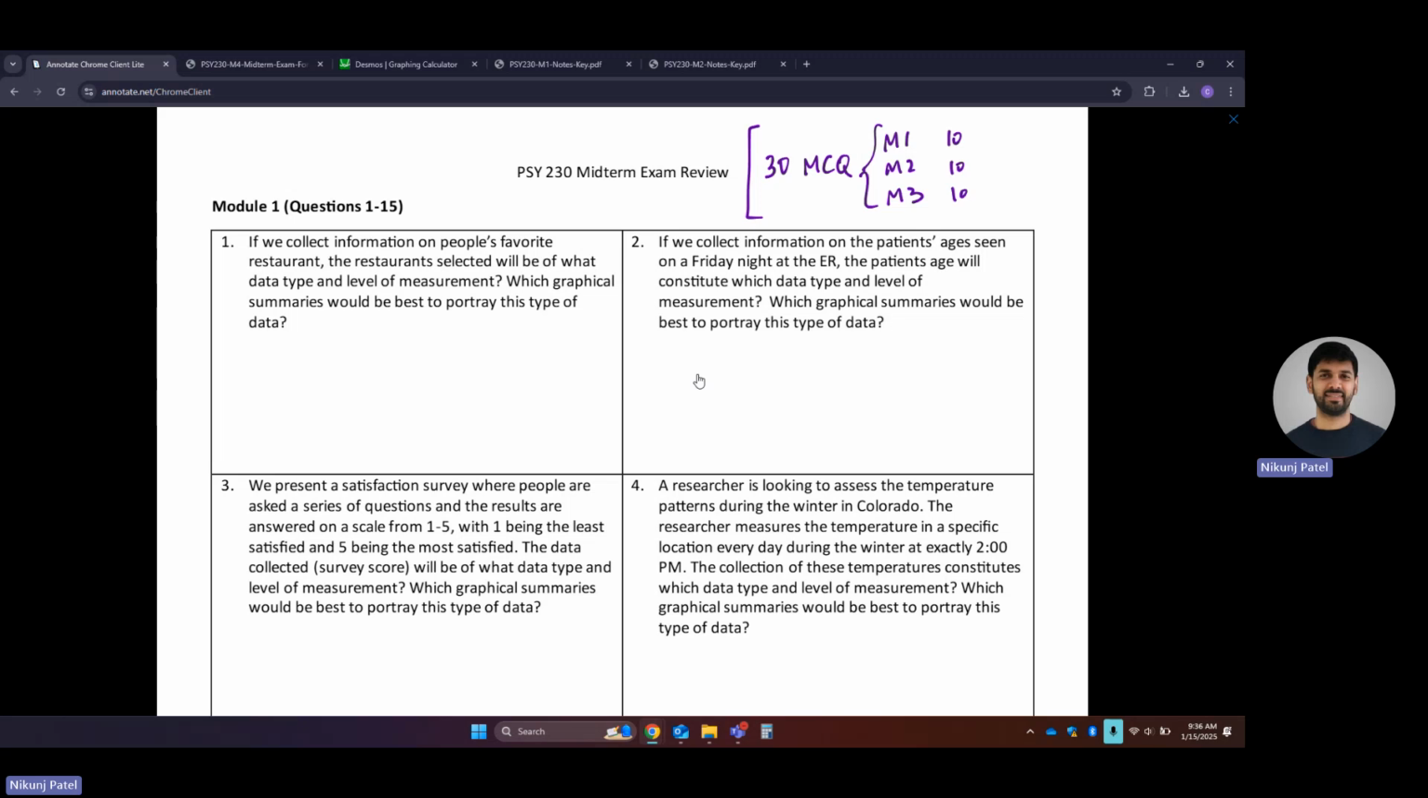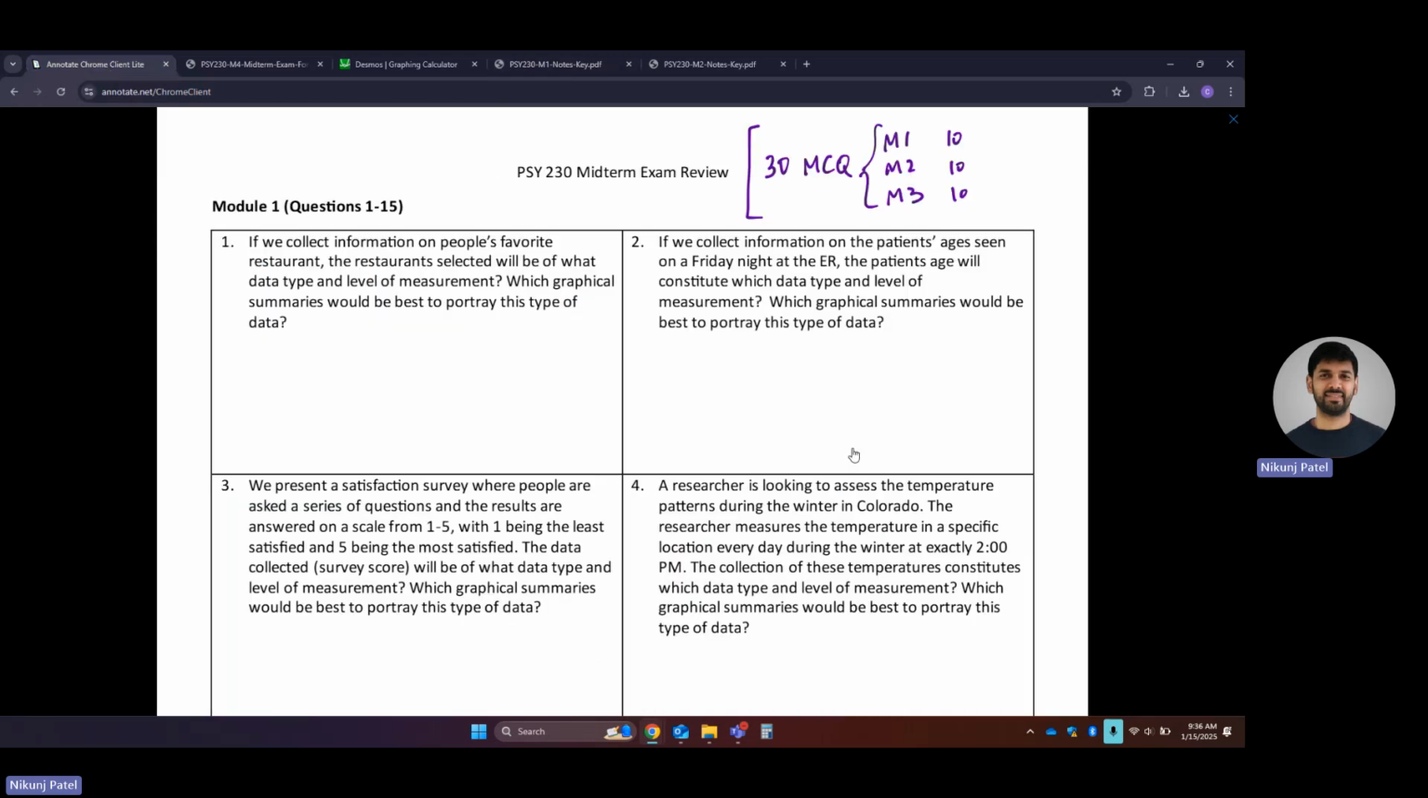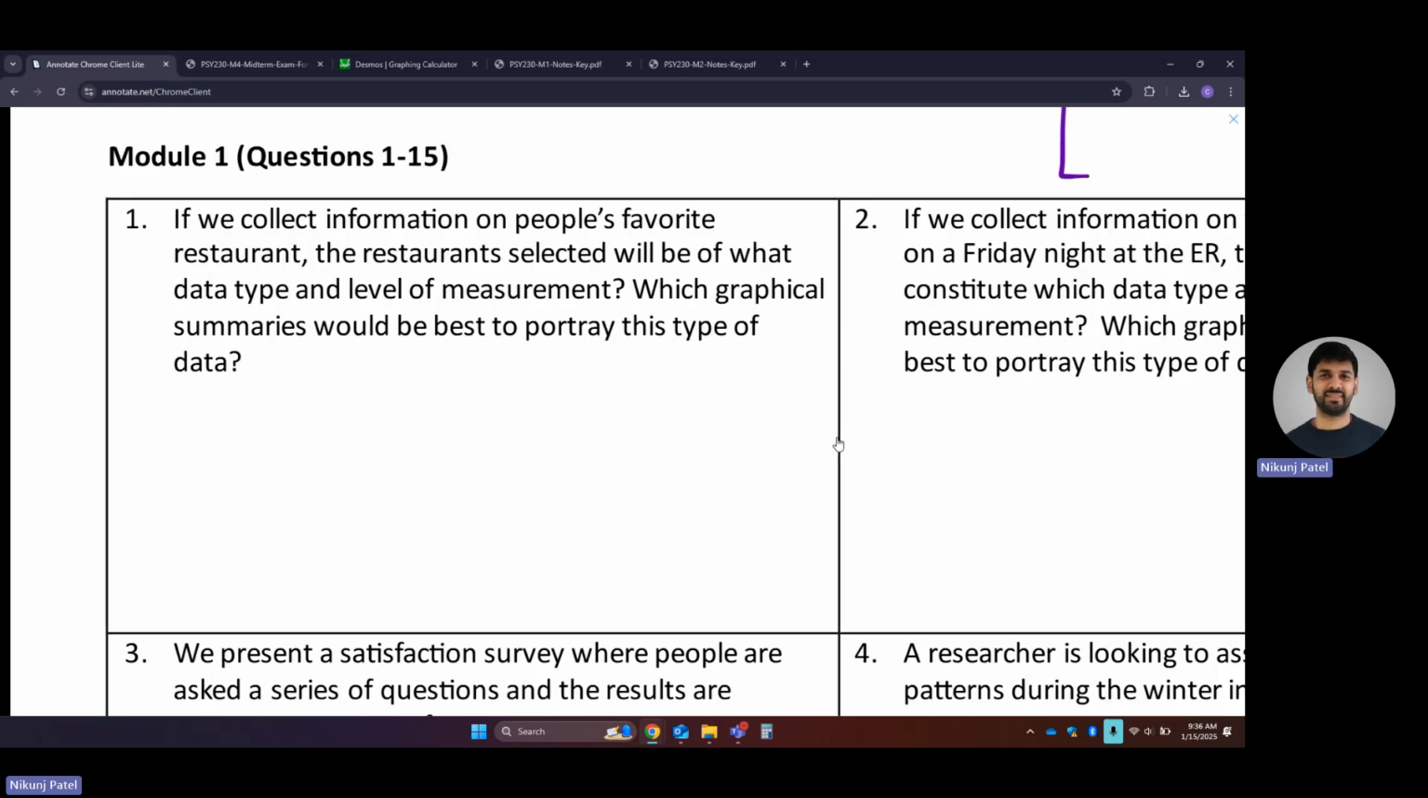So for Module 1 right here in the packet, it's questions 1 through 15. And so what I'll be doing in this review is I'll be flipping back and forth between the notes that we've already taken earlier at the beginning of your packet, and then we'll flip back here and connect it with the question that we're working on. So let's get started here with number 1.